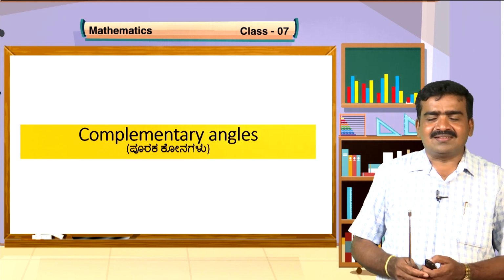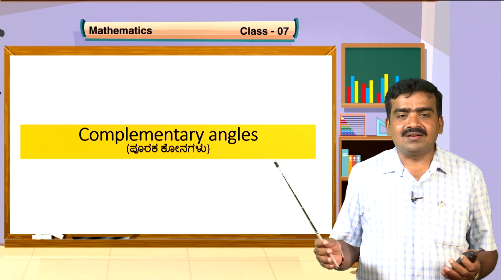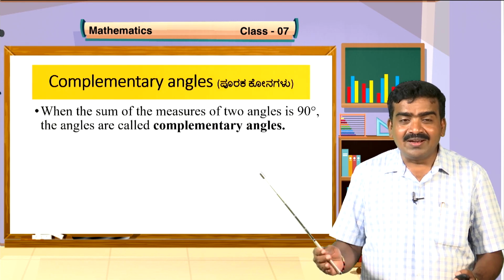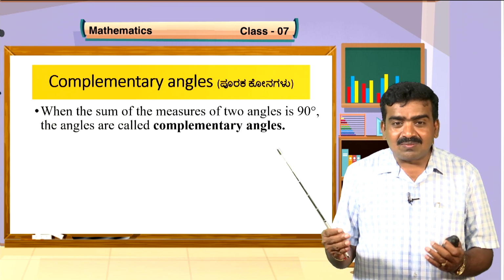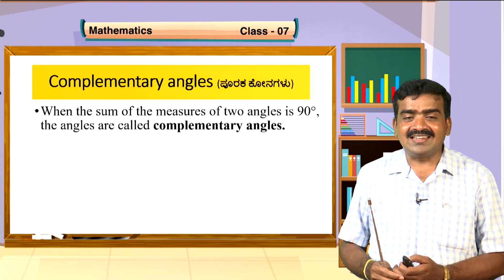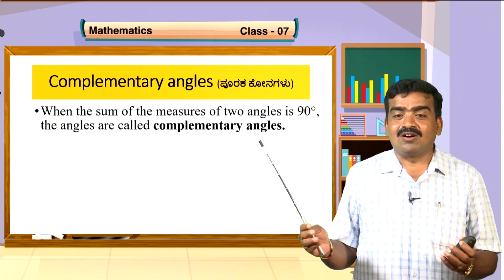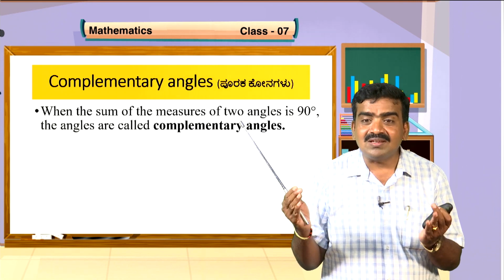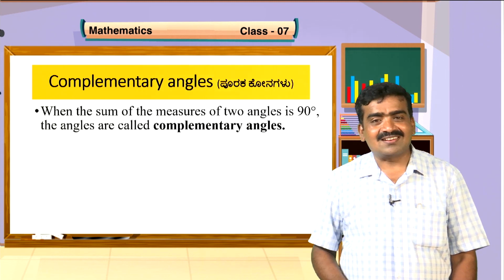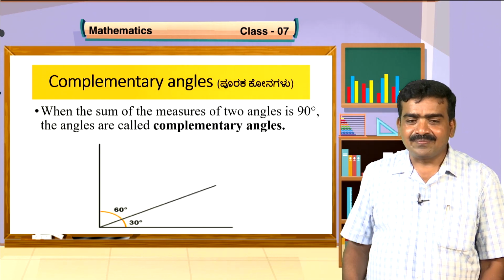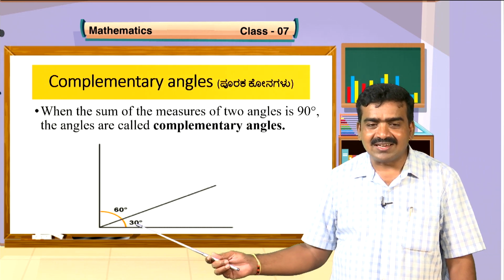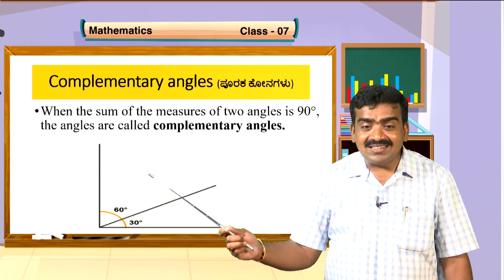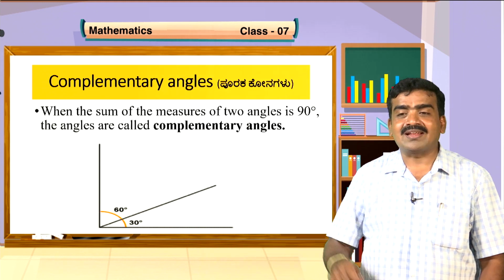Now, let us learn the complementary angles, what we call Puraka Konagalu. What is meant by complementary angle? Complementary angles are nothing but, if the sum of the measure of two angles is 90 degree, then the angles are called complementary angles. See here, there are two angles, one measures 30 degree and another measures 60 degree. What is their sum? It is 90 degree. Then these two angles are called complementary angles.